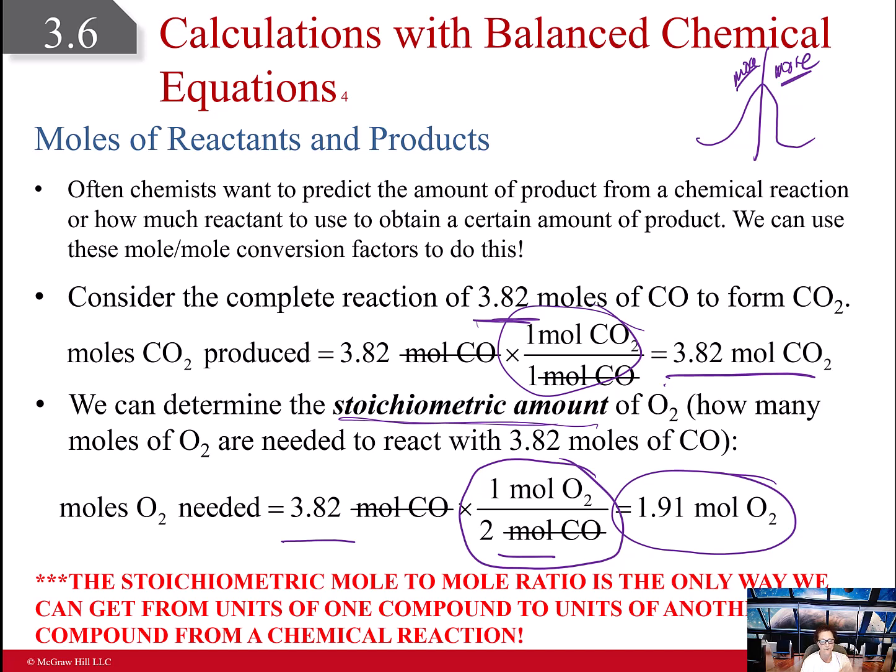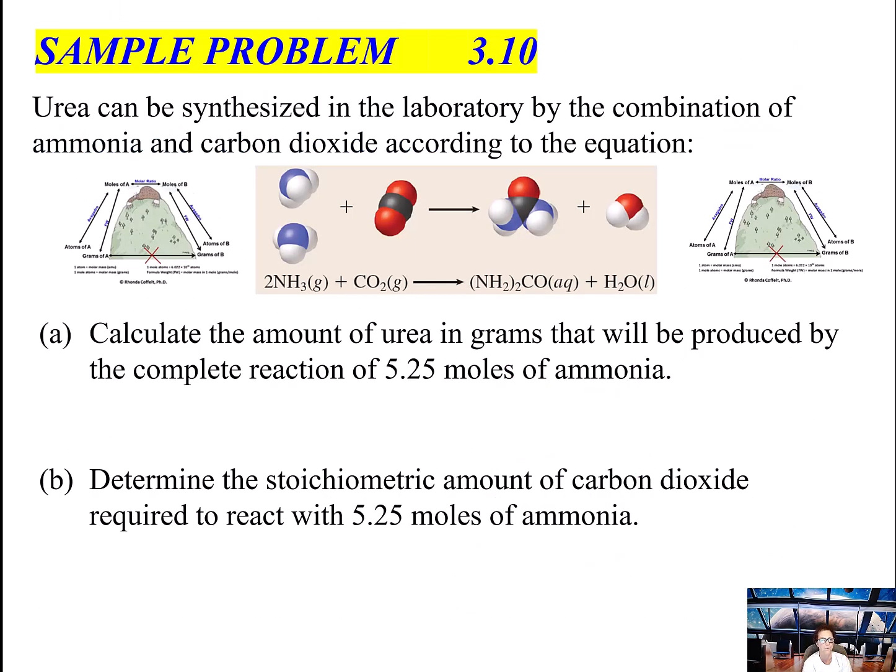Okay, so for me, I don't know about you, but it's a lot easier for me to look at something. So I'm going to work it, and I think it'll make more sense. Okay, so I just put little pictures of my molehill up there so that'll kind of remind us. So calculate the amount of urea, okay, in grams, and so this is the urea right here, in grams that will be produced by the complete reaction of 5.25 moles of ammonia.